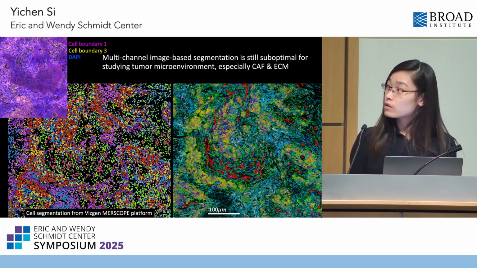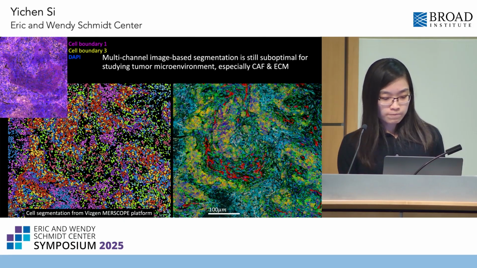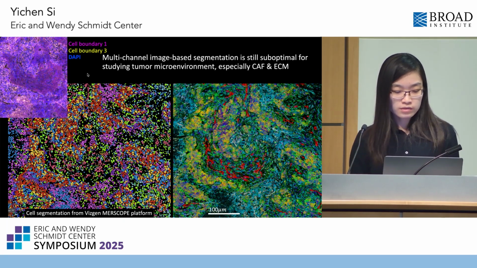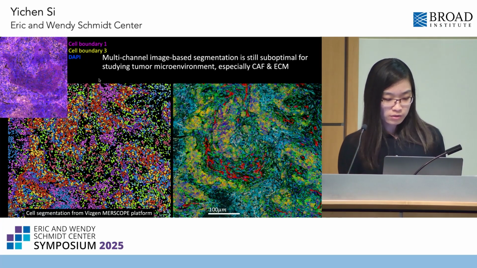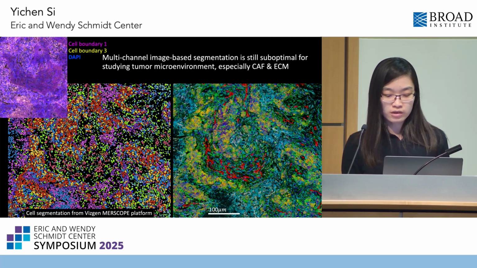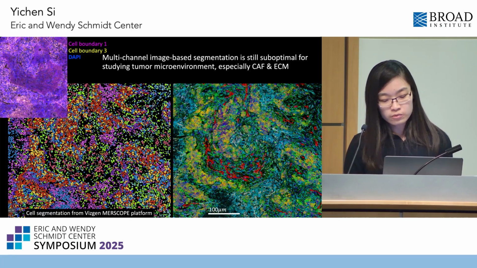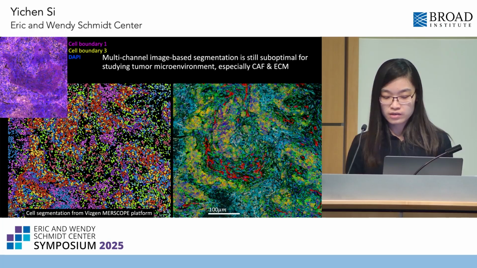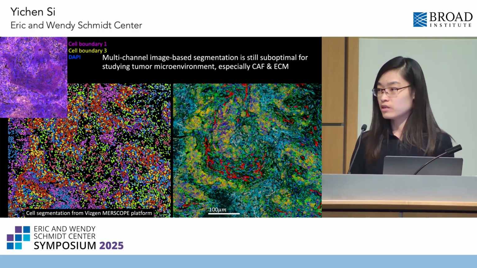So if we look at the image, this region is actually cell sparse. Those fibroblasts do not seem to be well captured by cell boundary markers. Compared with a cell-level view, our approach is perhaps better suited to study the tumor microenvironment in a more unbiased way.